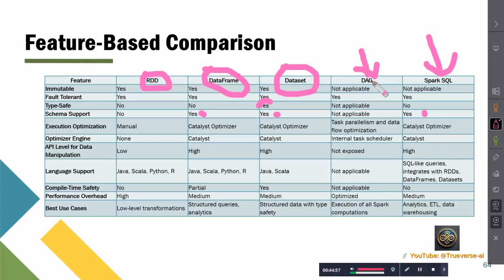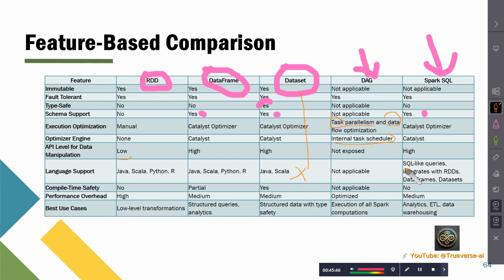For the DAG, you should consider that task parallelism comes from parallel processing for tasks and for data. As for the optimizer engine, the RDD is lacking, but the others are okay. The DAG is internal. API level for data manipulation is low here, but here it is high. Language support, the problem of data set, see here, no Python.